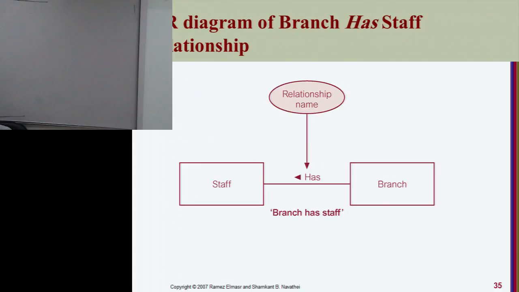So again, we have two entity types connected together with a relationship. This makes a very meaningful sentence, so we can read the ERD diagram. It tells a lot of stories, it tells many things, but there is a rule for reading these sentences. In this example we have a relationship between staff and branch.